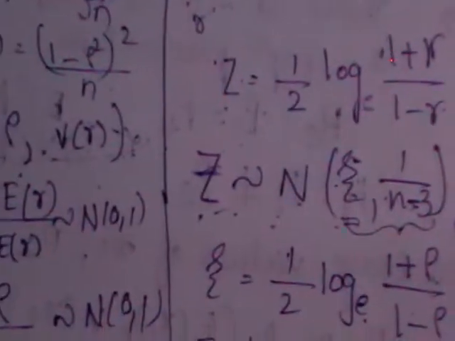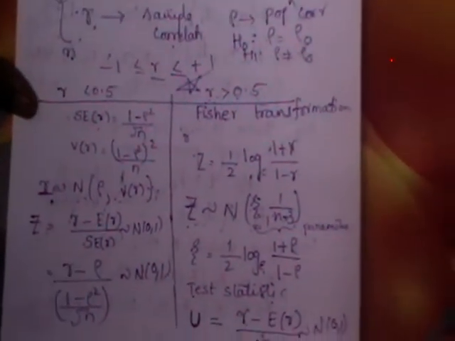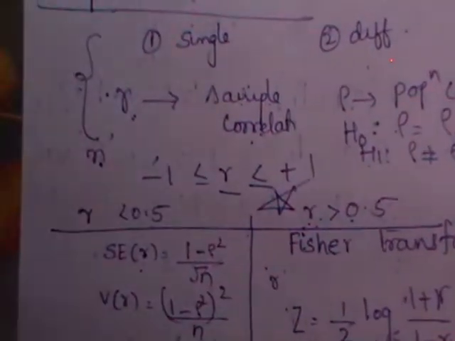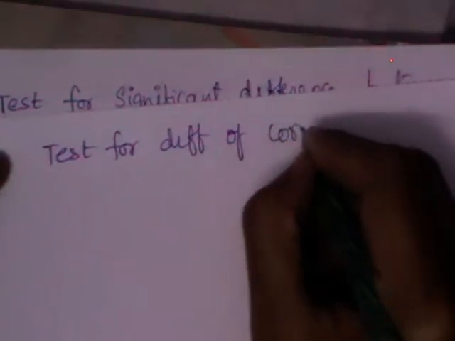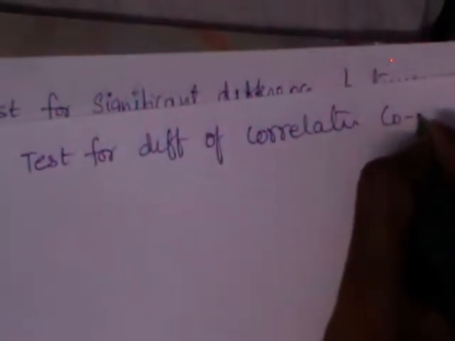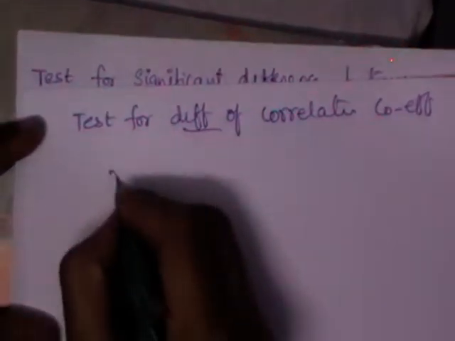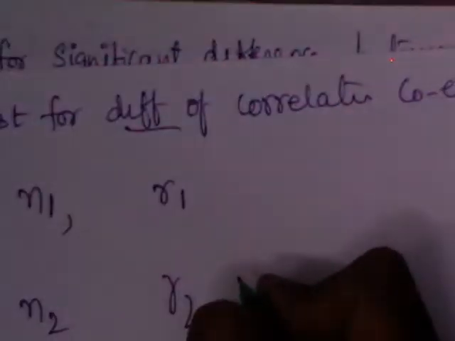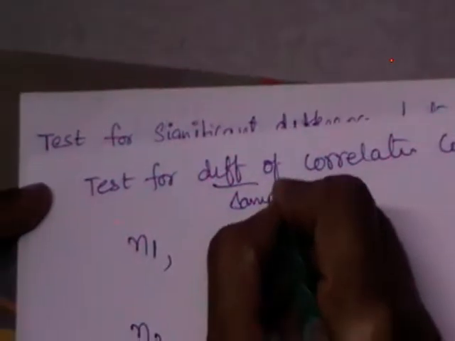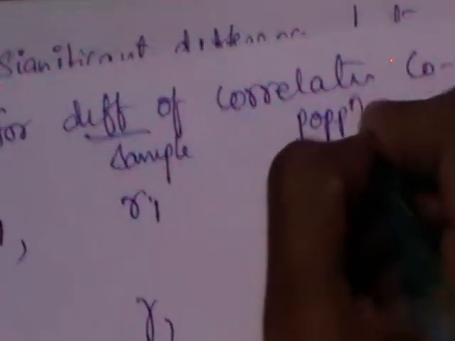For differences, I think you can understand, you should define two samples of sizes n1, n2. r1, r2 are the two sample correlation coefficients. The next one is the test for difference of correlation coefficients. As I said, you should have two samples of sizes n1, n2. r1 and r2 are which correlation, sample or population? These two are sample correlation coefficients. Rho 1 and rho 2 are population correlation coefficients.